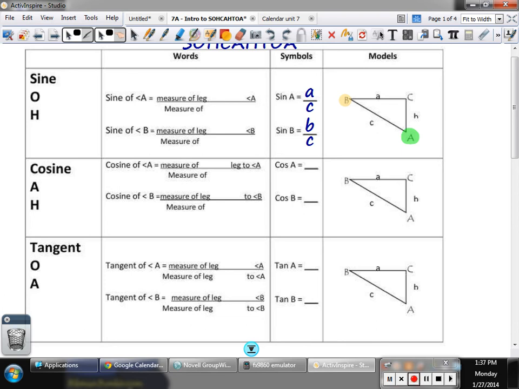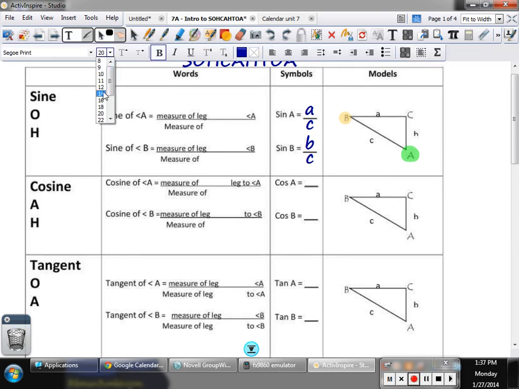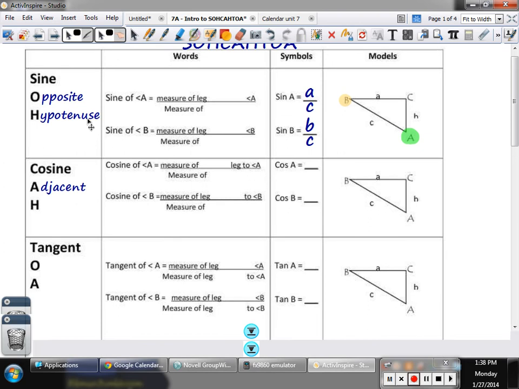Cosine, and let's do this also. Let's put sine is equal to opposite over hypotenuse. The cosine of an angle is equal to the adjacent side over the hypotenuse.